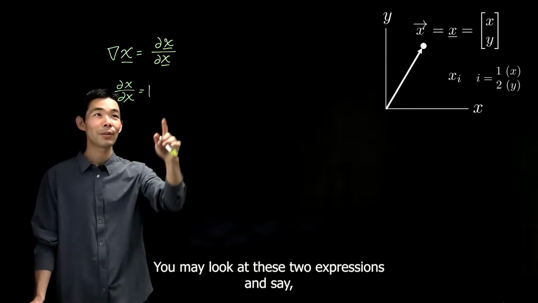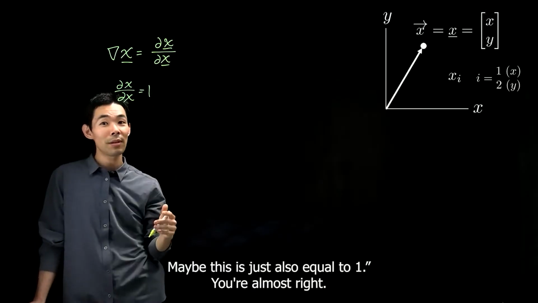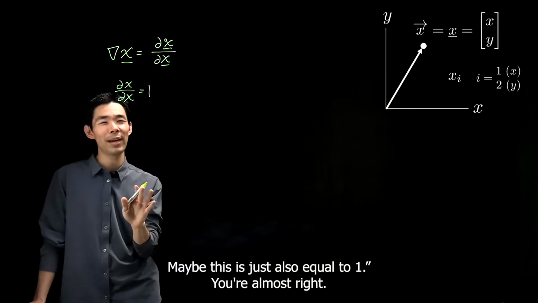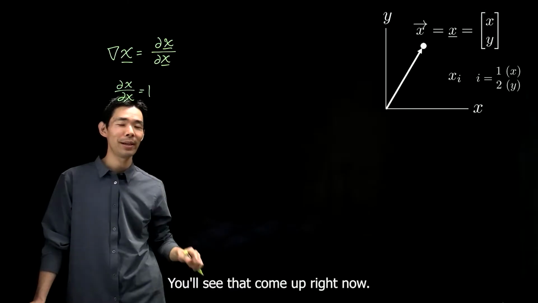That's very easy. So you'll look at these two expressions and say, oh, well, this one looks very similar to that one. Maybe this is just also equal to 1. You're almost right, but there is a fancier version of a 1 that's going to come out through this operation. You'll see that come up right now.